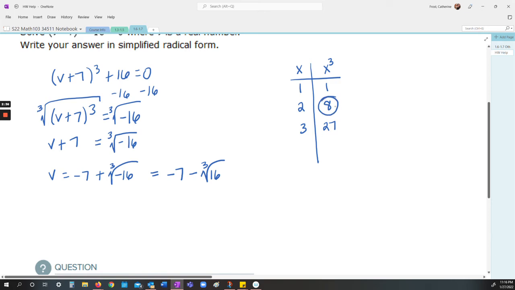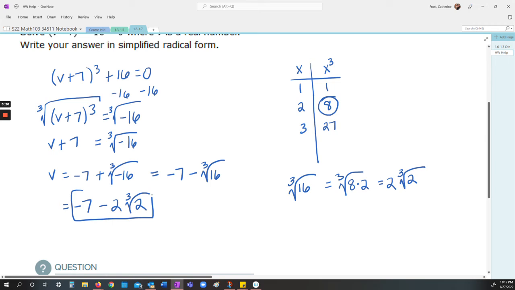So 8 is a perfect cube. Cube root of 16, I can write that as the cube root of 8 times 2. So I can actually take the cube root of 8, and it's just 2. You could put it in your calculator. So cube root of 8 is 2. But then we still have this 2 hanging out inside that cube root. So bringing it back over to our v solution, we'll have negative 7 minus 2 times the cube root of 2.